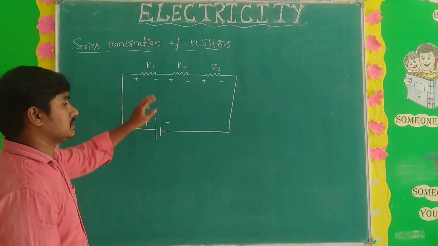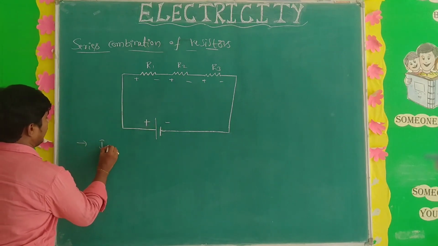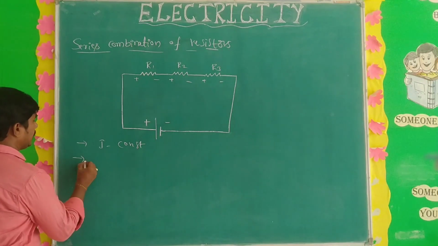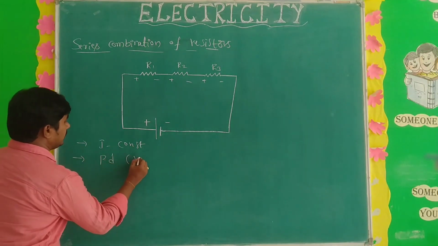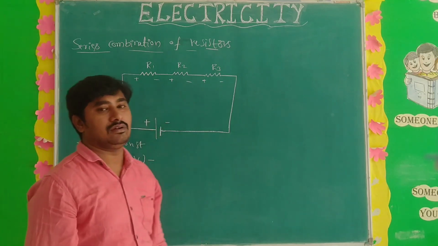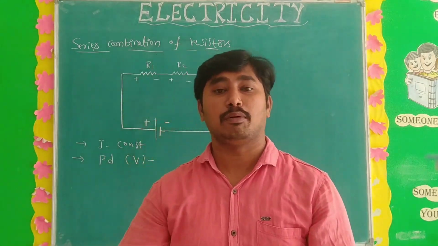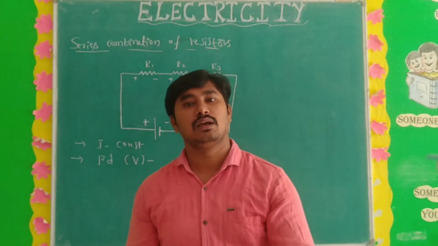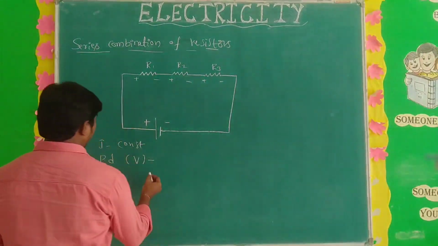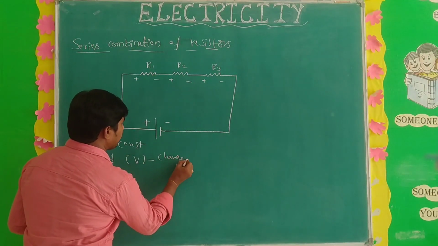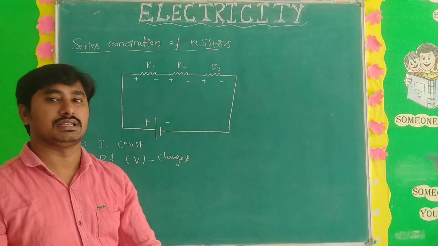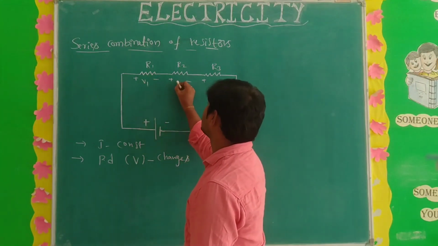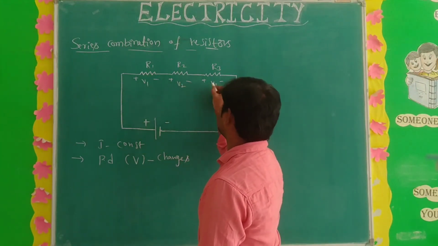But here the potential difference. See here what I said. Here I is constant, so I means current is constant. But potential difference means V. Each resistor has its own potential difference, means the potential difference changes with different resistors. That's why in series combination potential difference changes, and you have to combine them. The first resistor's potential difference is V1, the second resistor's is V2, and the third resistor's is V3.